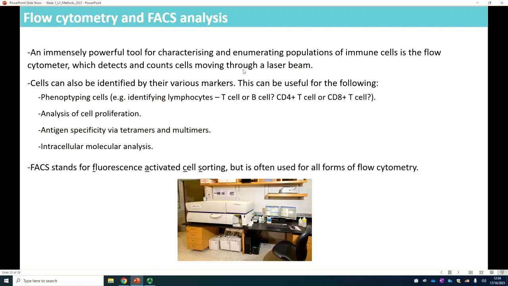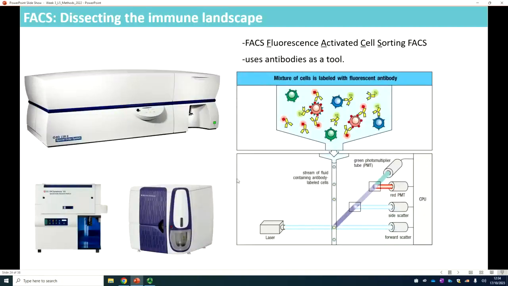The cells can be identified by various markers, so you can identify a T cell versus a B cell, or a CD8 positive T cell versus a CD4 positive T cell. So that's useful for phenotyping cells. You can also analyze cell proliferation, look at antigen specificity using tetramers and multimers, as well as intracellular molecular analysis. So FACS stands for fluorescence activated cell sorting, but it's now often used for basically all forms of flow cytometry. FACS machines used to be quite big, but in recent years they've become smaller. So you've got these small benchtop devices now, so they really have progressed.